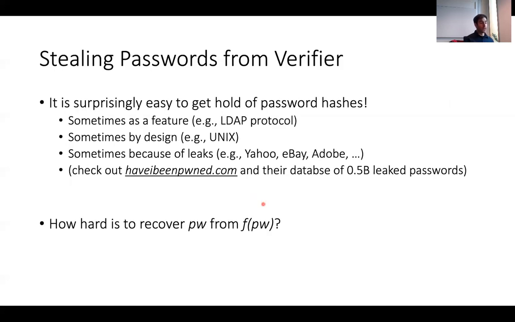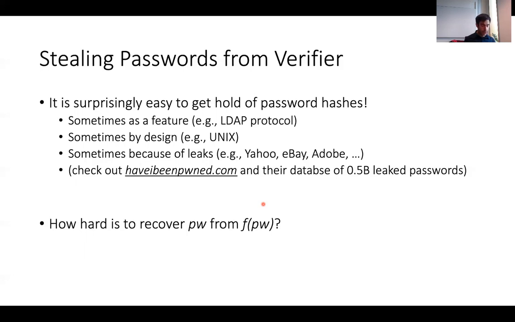First of all, you might have the objection: if I cannot trust the server to store the passwords correctly, why would I trust the server with anything else? If this is your bank, or the tax authority, and you cannot trust them to store your password securely, why would you trust them with other things? Unfortunately, there are technological reasons why it's surprisingly easy to get hold of the password hashes. Sometimes this is simply a feature.